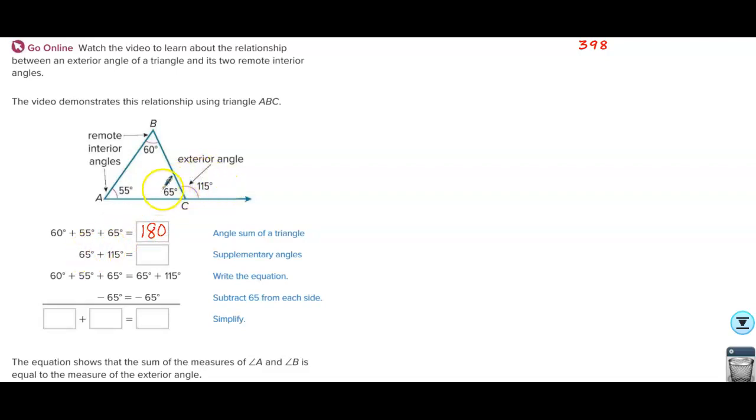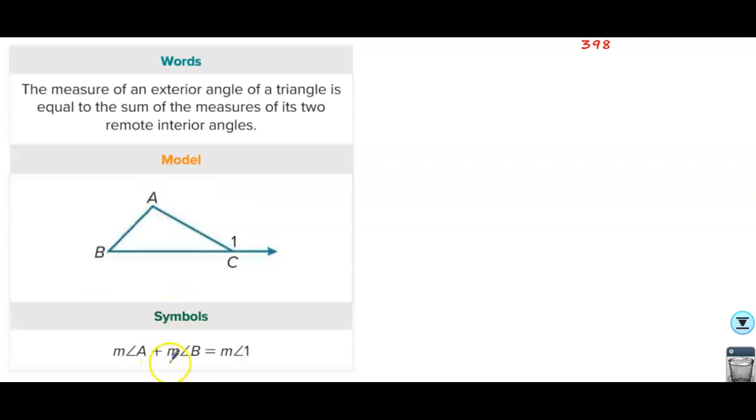65 plus the 115 angle equals 180 degrees. See, they're trying to make the point that these two add to 180 and these three add to 180. So what they've done here is they've set these two equal to each other. They're saying the three measures of the triangle are equal to these two, right? And then they do this little proof to show you that you get 60 plus 55 equals 115, which we know is true, because 65 plus 55 equals 115. So let's see how we can use this little rule to our advantage.